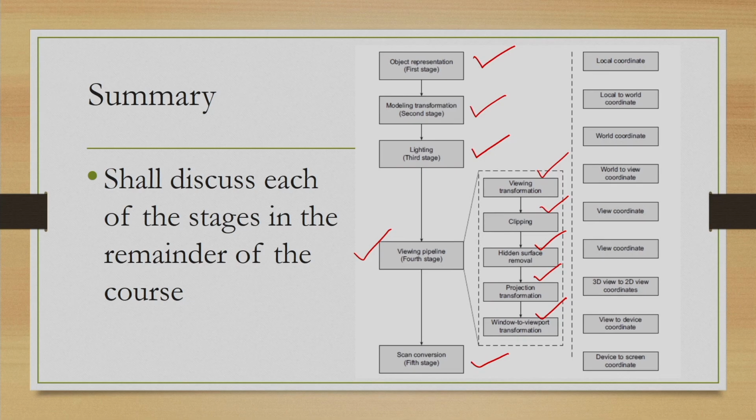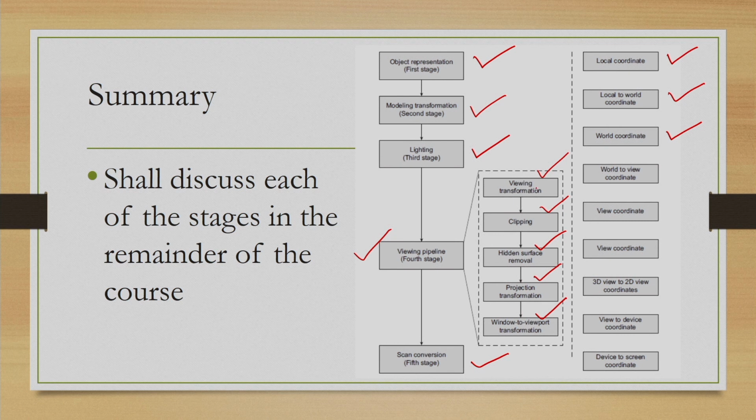Now, each of these stages has its own reference frames, own coordinate system. So, in stage 1 we deal with local coordinate system of the objects. In stage 2 we deal with world coordinate system. So, essentially we transform from local to world coordinate system. In stage 3 we deal with again world coordinate. So, when we are assigning colors, we are essentially assuming that the objects are defined in the world coordinate system. In stage 4 again different coordinates are used.